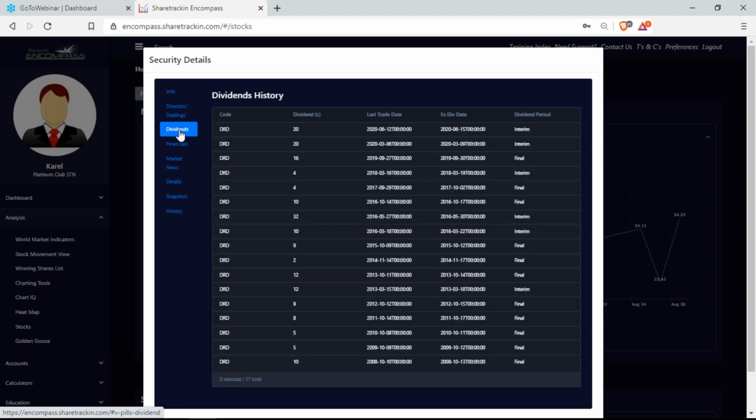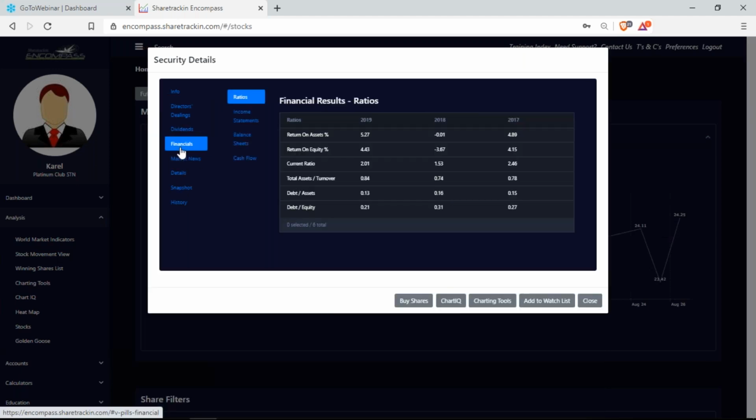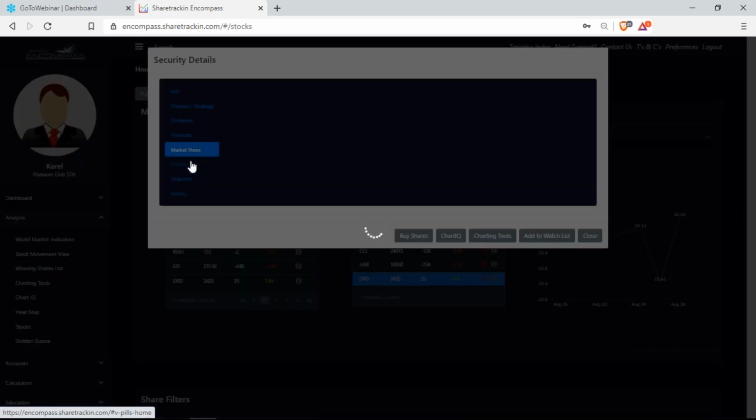Next, we will get our dividends. On our dividends, we can see when dividends will be paid out and how much they will pay out. You will also note that there's an increase in dividends each time they pay out. Next, I will find my financials. Here I'll find my ratios, my income statements, my balance sheets, and the cash flow. Also, we have the market news here. This market news is related to the specific company on that share.